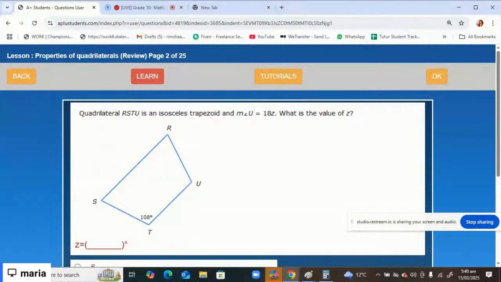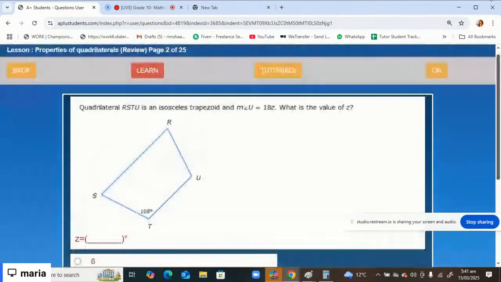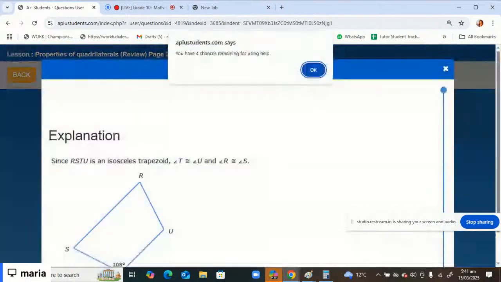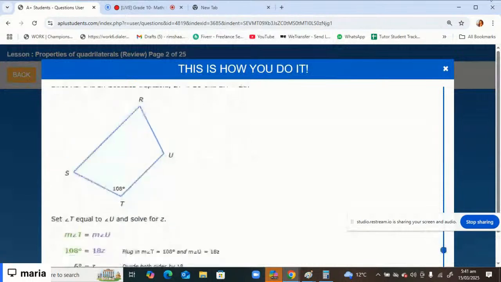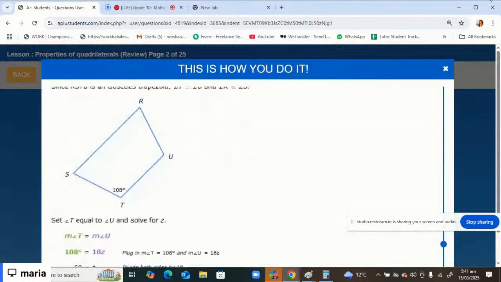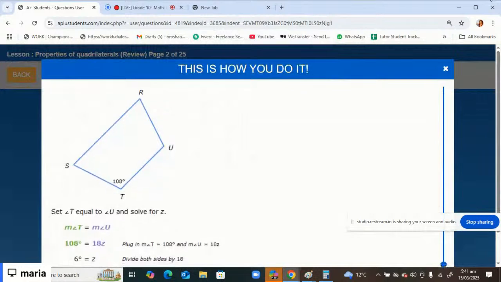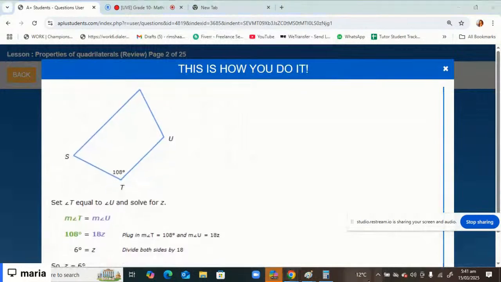Now the quadrilateral RSTU is an isosceles trapezoid, and the measure of angle U is given. This is 18Z. So what is the value of Z? Okay. The angle is given, that is 18Z, as we can see. Now let's do it. As we can see, angle T and angle U are the same. Okay, because these two angles are the same.